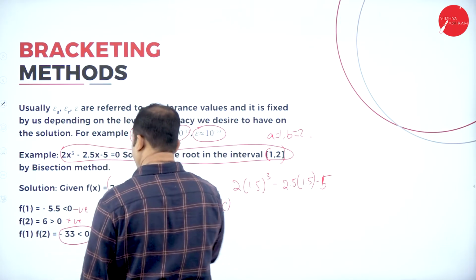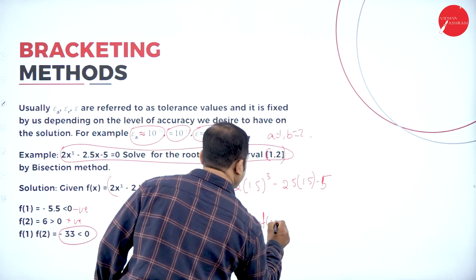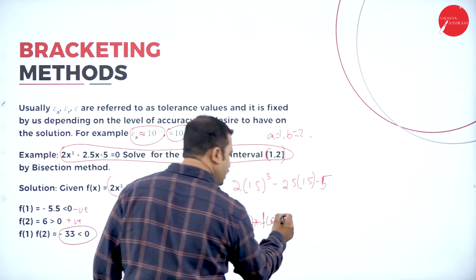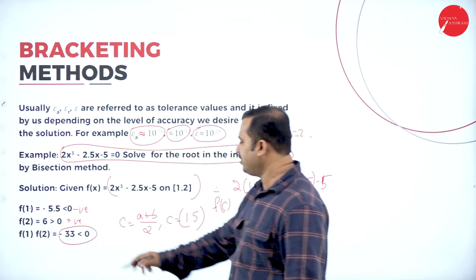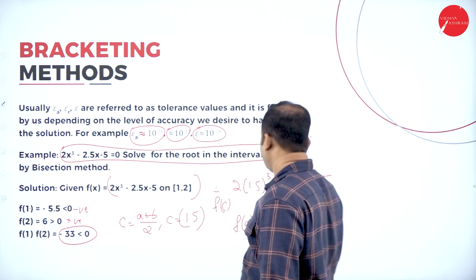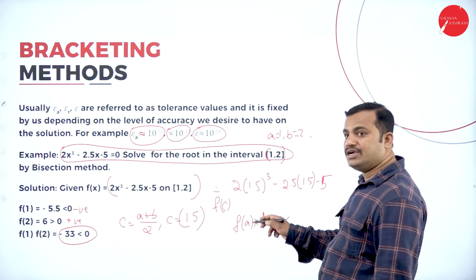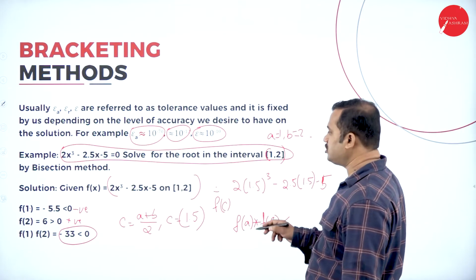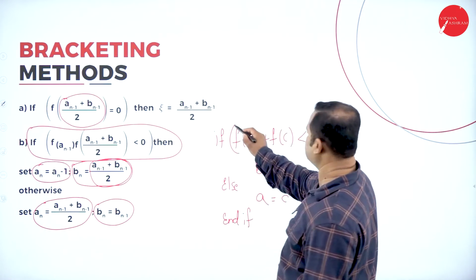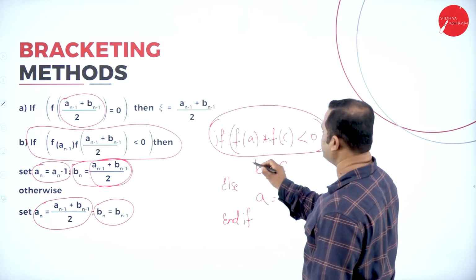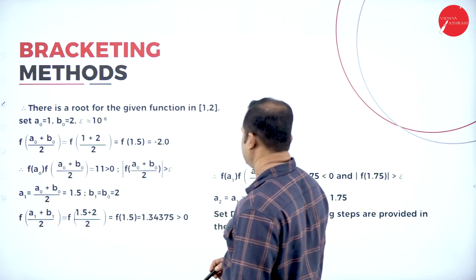Then I will cross verify what is the value of f of a into f of c. Then f of a times f of c leads to some negative value or some positive value. Negative into negative leads to positive. Negative into positive leads to a negative. If it is positive, then I will consider this condition. Yes, if it is negative, I will assign the value of c to b, else I will assign the value of c to a. This is the condition I am going to consider here.